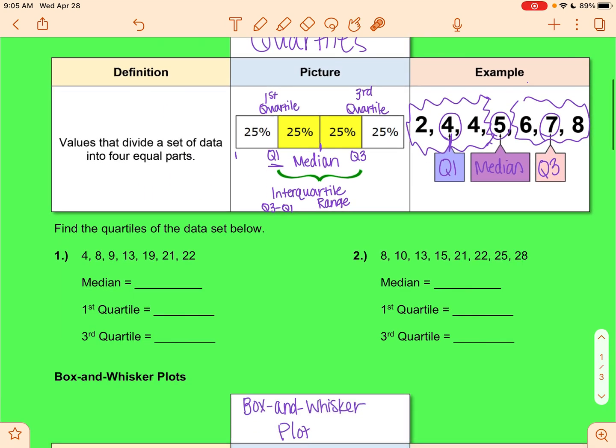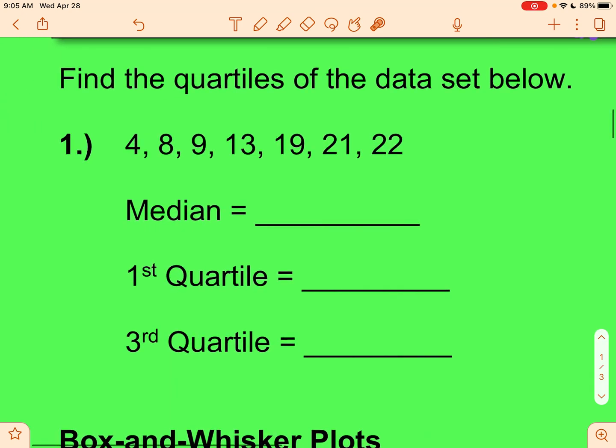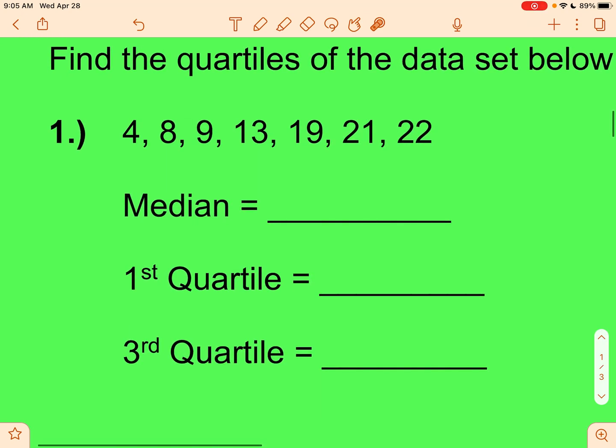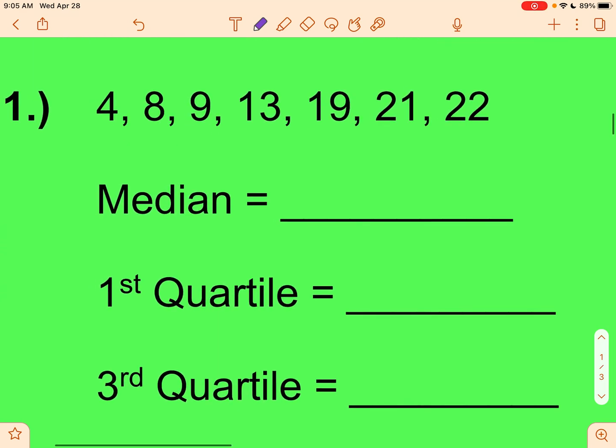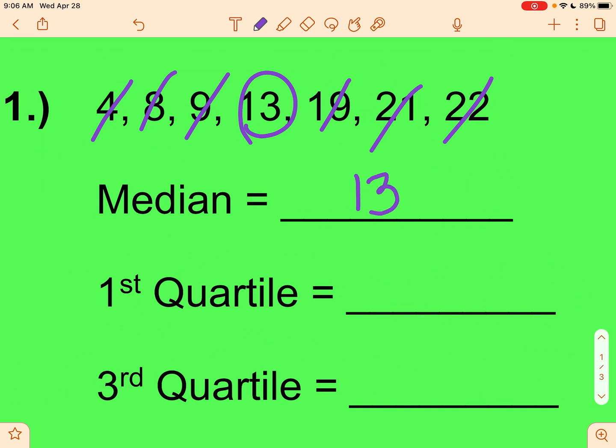All right, so now we're going to practice a bunch of these. So we have this set of data, 4, 8, 9, 13, 19, 21, 22. We need to find the median, first of all. So again, to find the median, that's your middle number, cross off the smallest, cross off the biggest, and keep going. And we have one number left. Your median is 13.